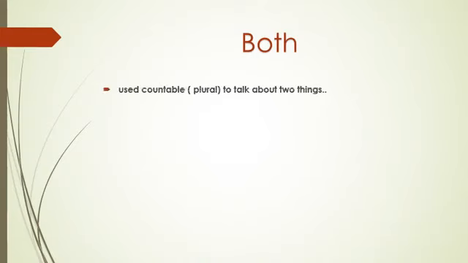The second quantifier is both. Both, two. Both, meaning the two of them. When do we use it? We use both when we have countable plural to talk about 2 things. So after both I must have a countable noun and plural. And I'm talking about 2 things, such as when I say both girls wore the same dress. So both, I mean 2 girls. And looking at girls, it's countable and plural. So we use both to talk about 2 things. Both, meaning the two of them.